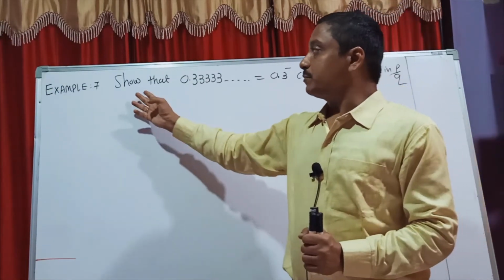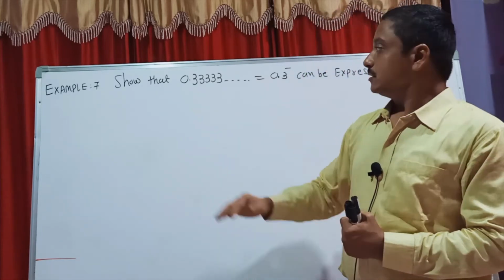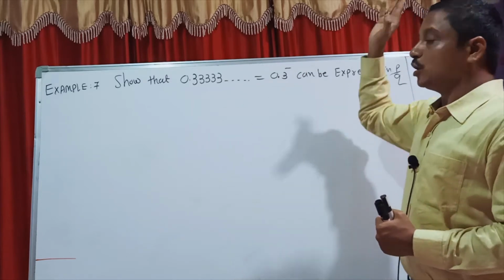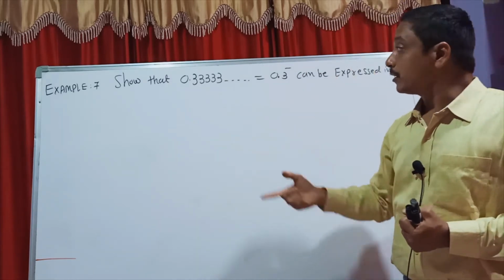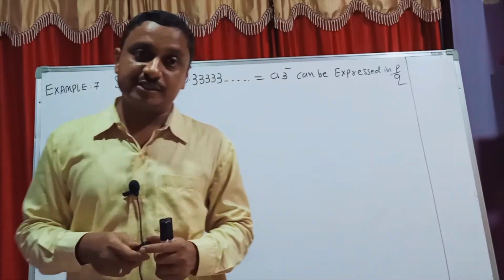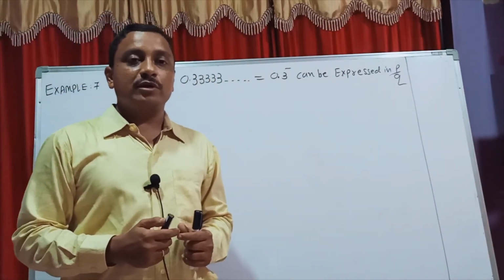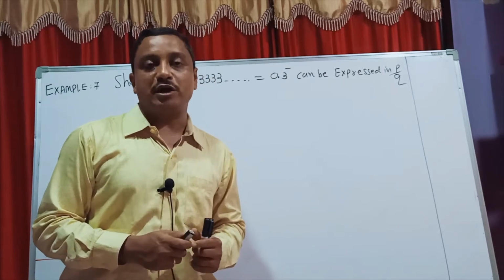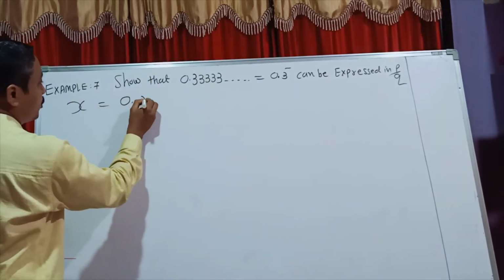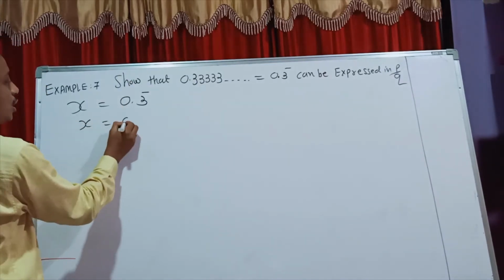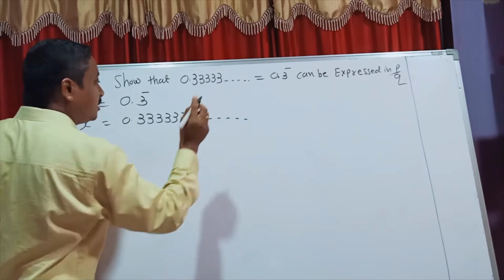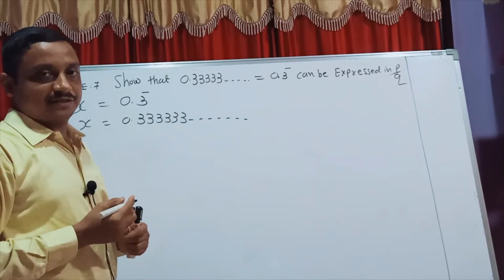Continue, students. Example 7. Show that 0.33333333, which is non-terminating but recurring, 0.3 bar, can be expressed in p by q form. So yes, definitely it can be expressed in p by q form. So I take the given question x equals 0.3 bar, which is 333333 up to infinity.